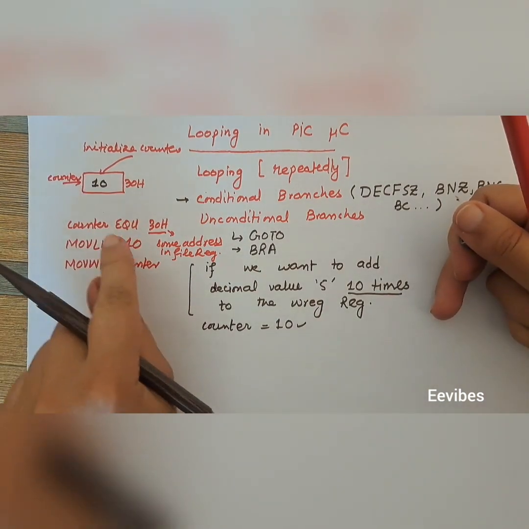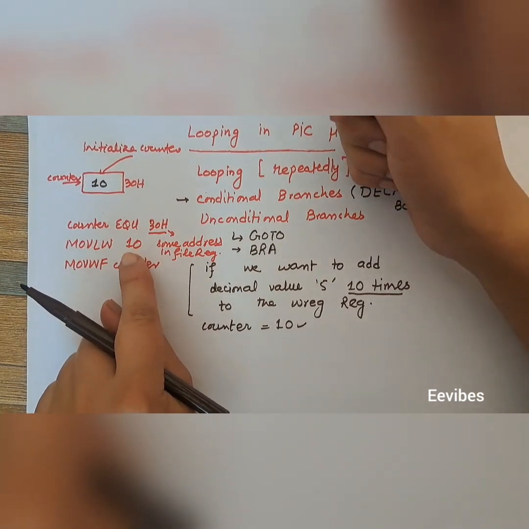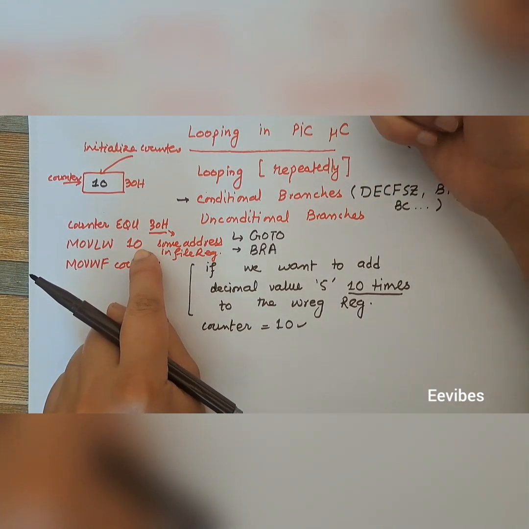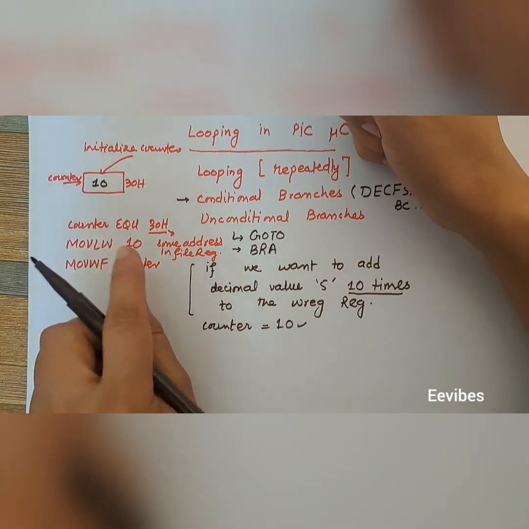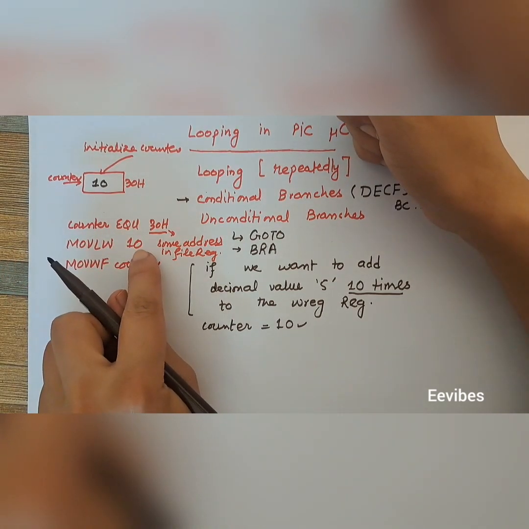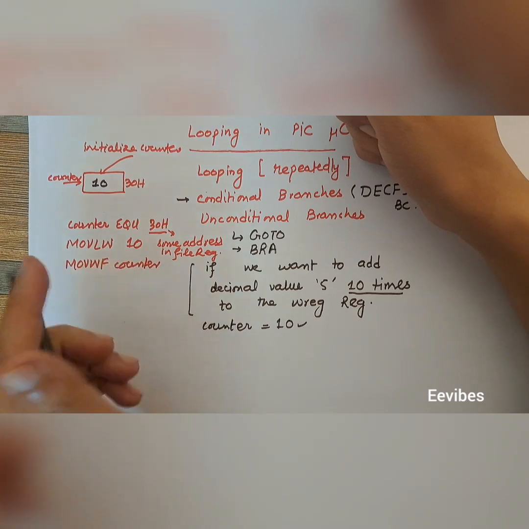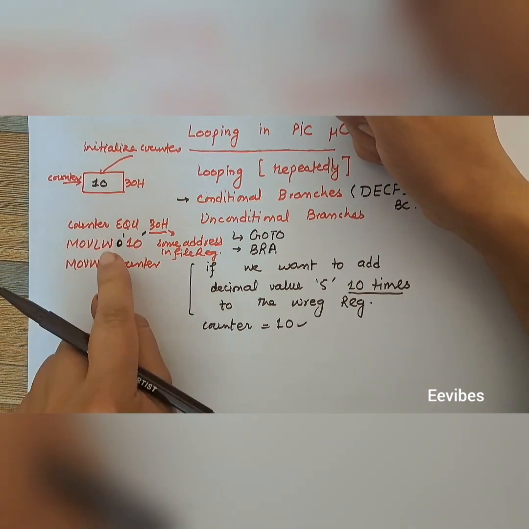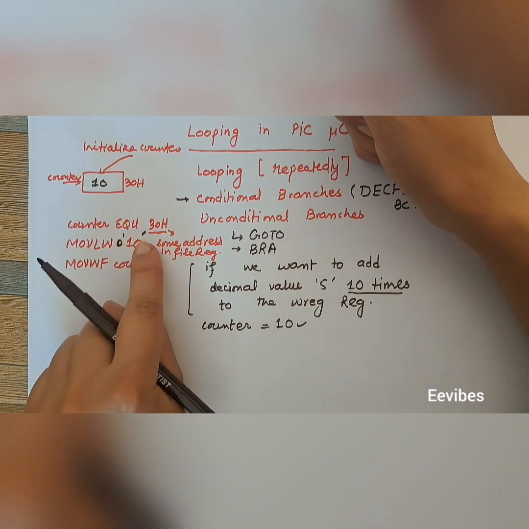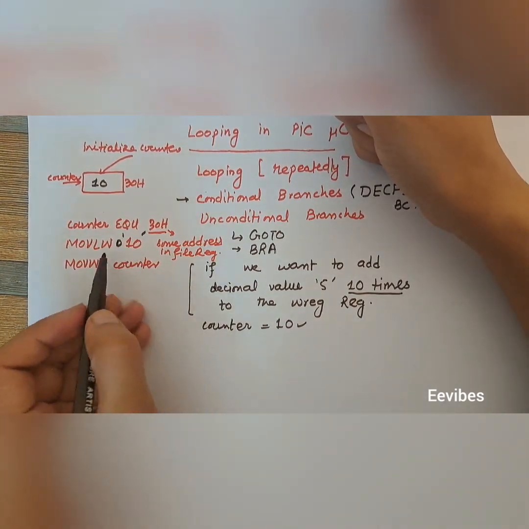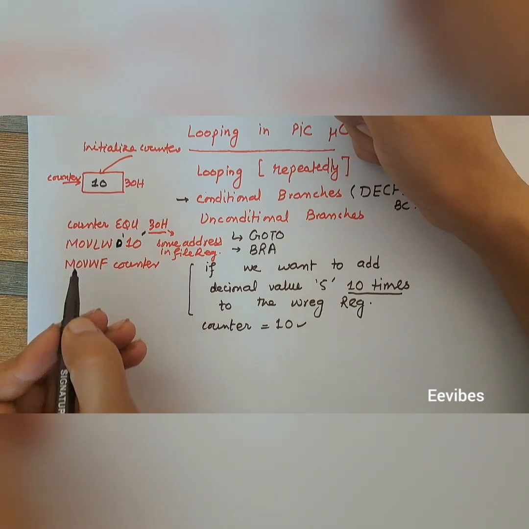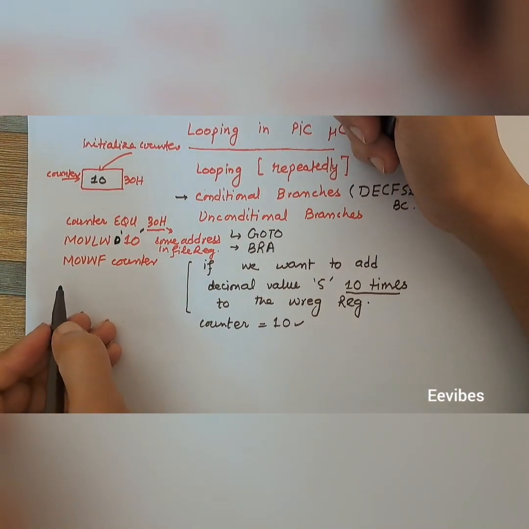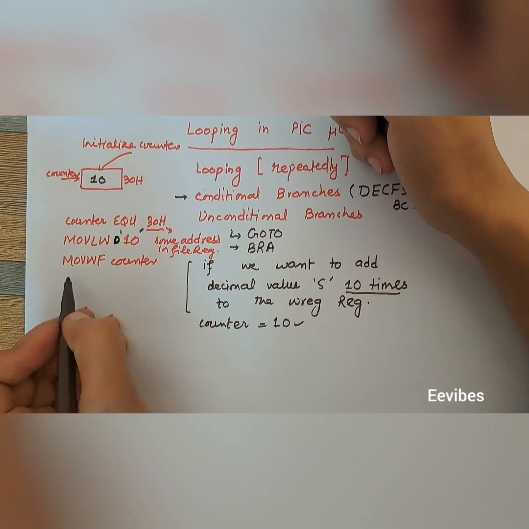One thing more: when we simply write move literal value to reg and 10, then the PIC microcontroller, or the MPLab software, automatically considers it as a hex value. So in order to differentiate it as a decimal value, I will have to write D before that and then single quotes. In this way this will act as a decimal value, and now the counter has been set to its initial value. Fine. Now what's the next step?